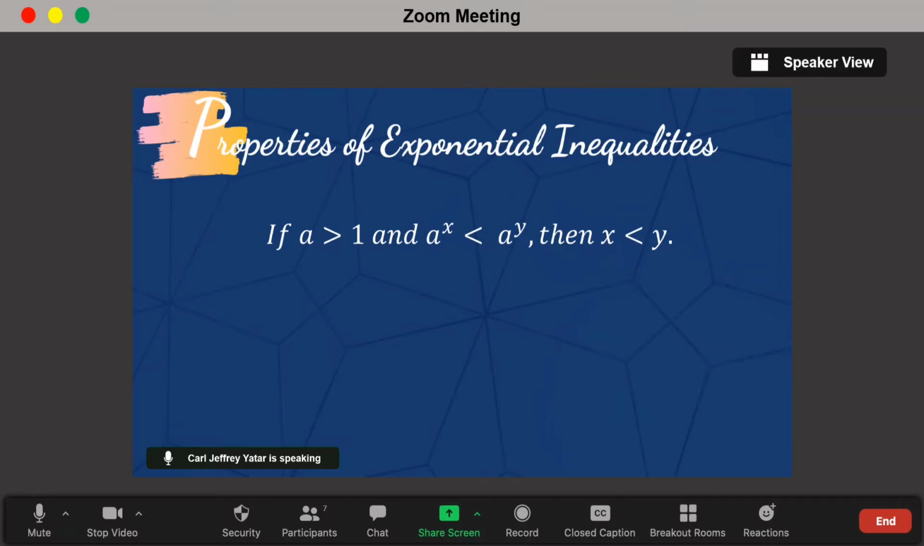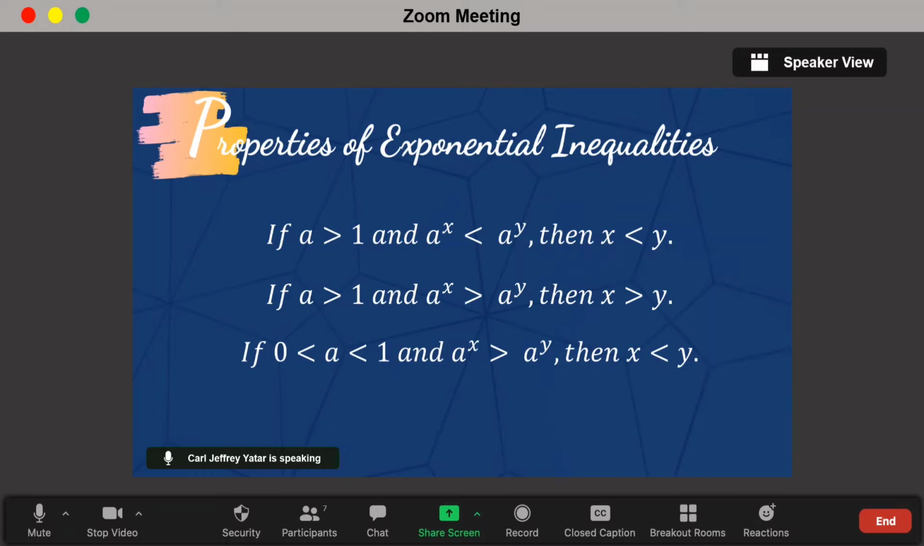First, if a is greater than 1 and a raised to the power of x is less than a raised to the power of y, then x is less than y. Second, if a is greater than 1 and a raised to the power of x is greater than a raised to the power of y, then x is greater than y. Third, if a is less than 1 but greater than 0 and a raised to the power of x is greater than a raised to the power of y, then x is less than y.